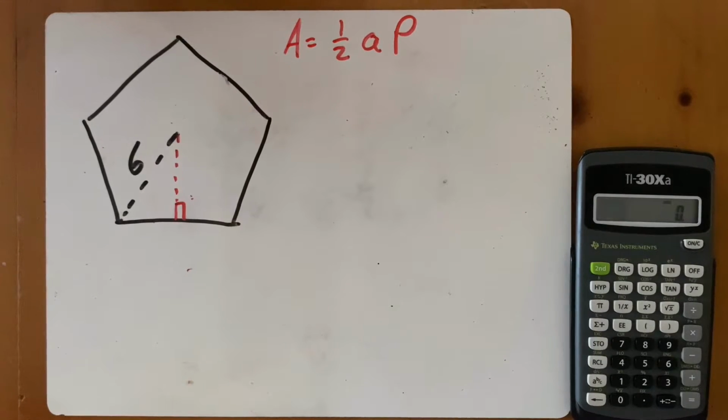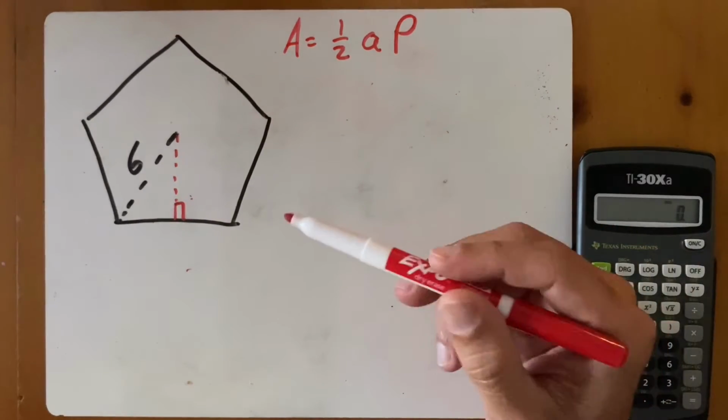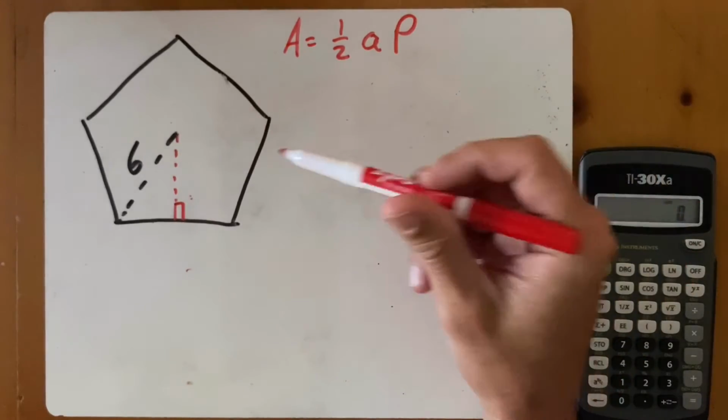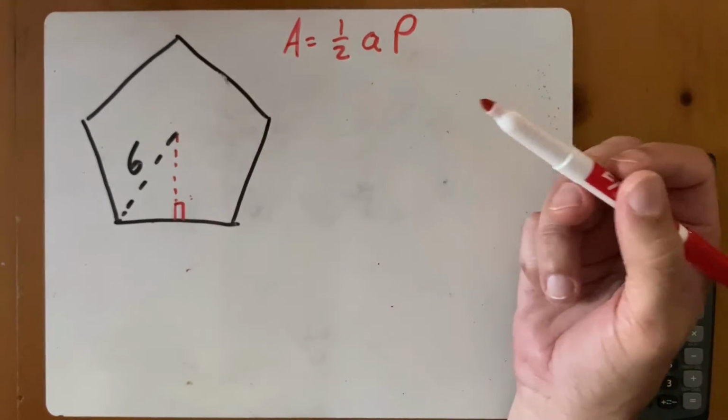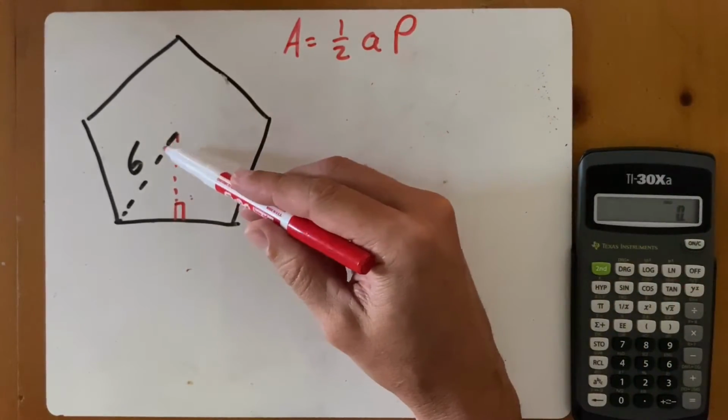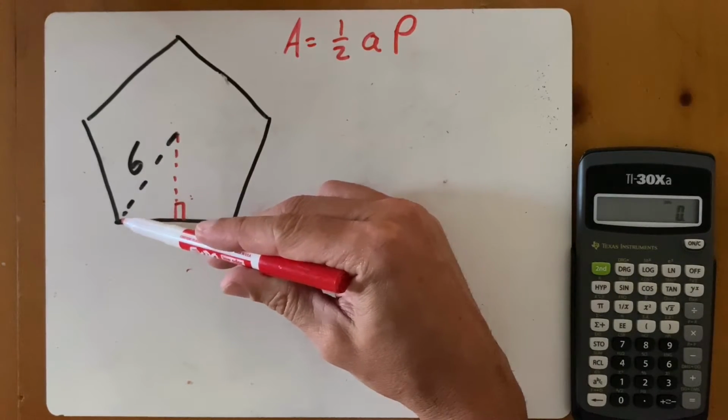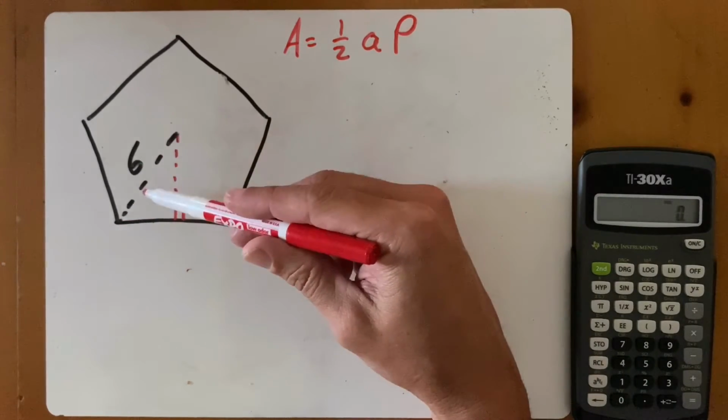But let's go ahead and run through it so that way you can see if you were doing it correct, and I'll show you what the correct answer should have been. So we've got a regular pentagon, 5-sided figure, all the sides are the same. We want to find the area. They gave us the length of the segment from one of the vertices to the center, that was 6.